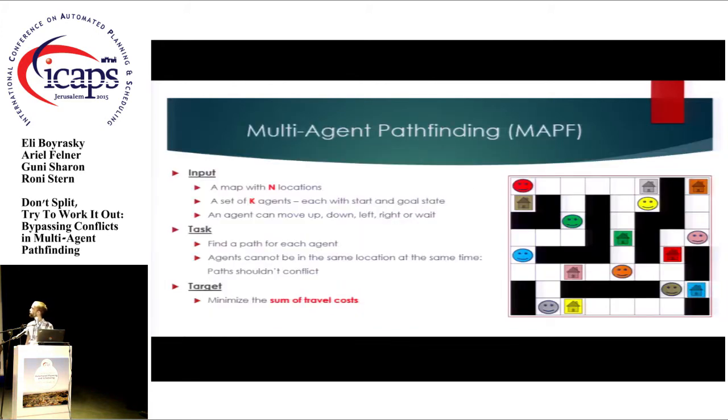Okay, so in a multi-agent pathfinding problem, the input is a map with n locations and a set of k agents, each one with their start and goal state. An agent can move up, down, left, or right, or wait. The task is to find a path for each agent such that the paths don't collide, meaning two agents can't be in the same place at the same time. And we want to minimize the sum of travel costs.